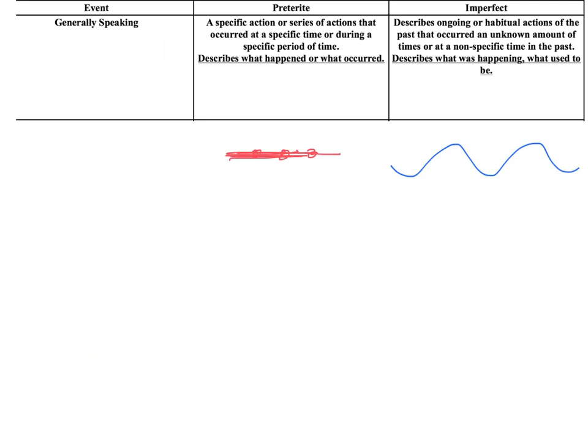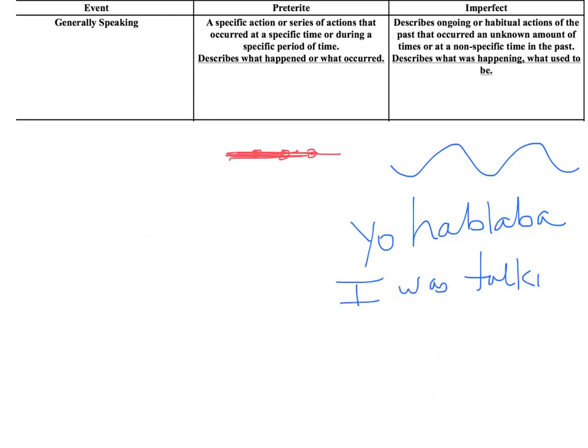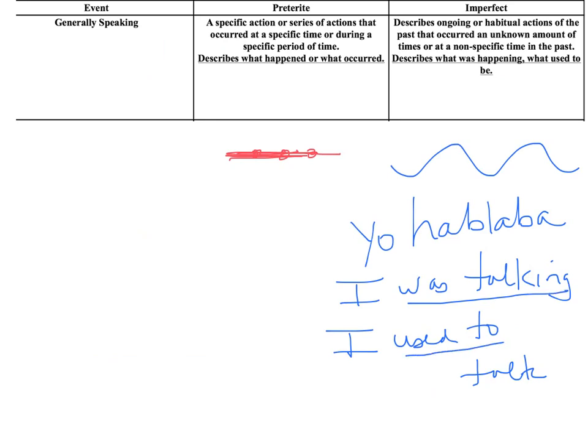As a matter of fact, when you conjugate the imperfect and you translate it into English, if we have a verb like hablaba, that's going to translate one of 2 different ways depending on context. I was talking, or I used to talk. So it's what was happening or what used to be.